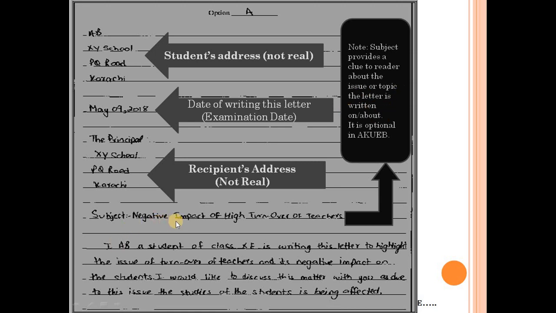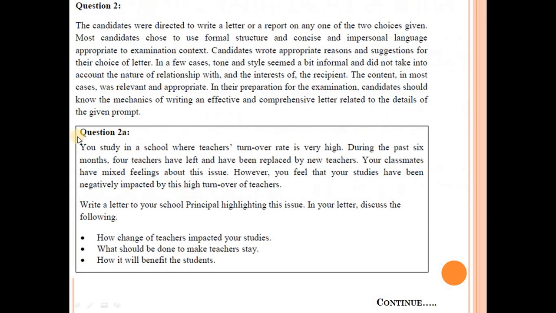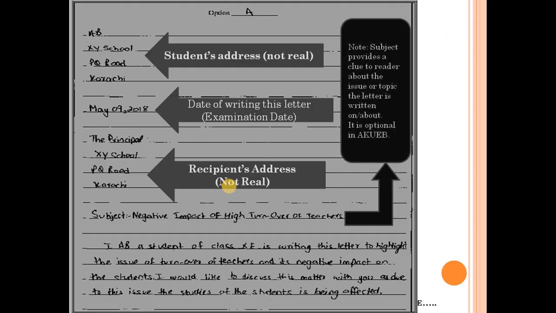What is said? Subject: negative impact of high turnover of teachers. Let's go back to the question. Here in the question, the first line in context is already the high turnover rate of the teachers and being negatively impacted by this high turnover of the teachers. These 2 lines actually give you a clear clue to write down the subject. So subject is actually a clue to what you are going to discuss in this letter.